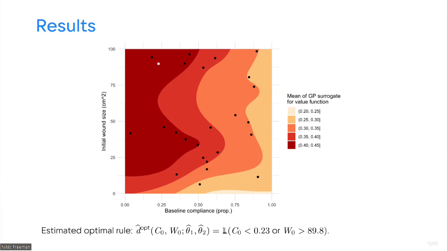And then finally, all the little black dots, those are all the places that we evaluated as part of getting this surface. So really, I only evaluated that many black dots plus the white dot, and was then able to get this entire surface that characterized all the treatment rules in this class of rules, with this very simple setup of looking at compliance and initial wound size.